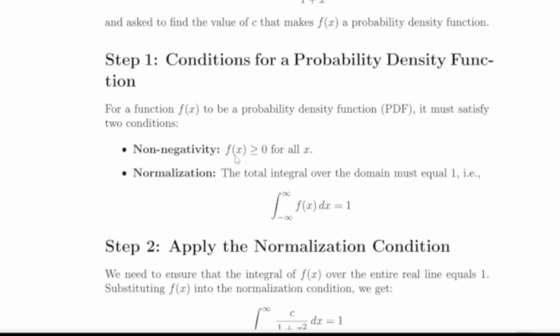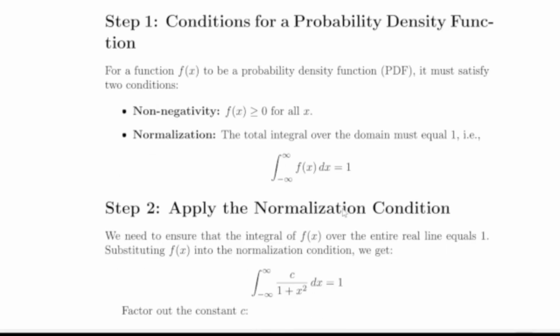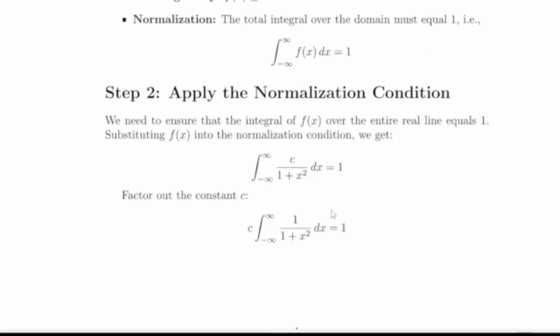That means that f of x has to be greater than or equal to 0 for all x, and that the integral over the domain must equal 1. So let's look at the normalization condition. So let's take the integral from negative infinity to positive infinity of c over 1 plus x squared dx. We want that to equal 1.